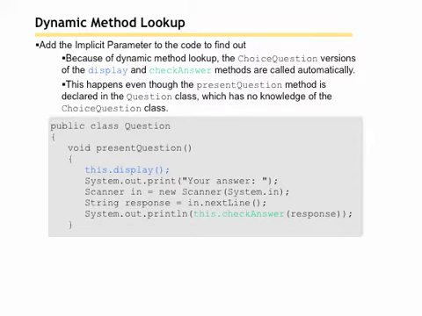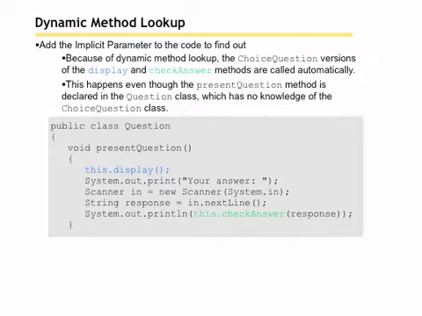If we want to use dynamic method lookup, we can add the implicit parameter to the code to find out what is going on. Because of dynamic method lookup, or dynamic binding, the ChoiceQuestion versions of the display and checkAnswer methods are called automatically. So based on the object type, it calls the right one. You can use this to make it even more clear, this.display and this.checkAnswer in the code shown in the gray box. And sometimes this helps make your code more readable.